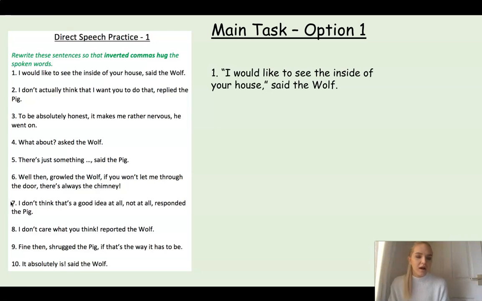Well done. I'm going to quickly explain your main tasks. You can choose which one out of these two that you do, and then we're going to have a plenary, and that will be the end of our lesson for today. Really great listening, Year 4.